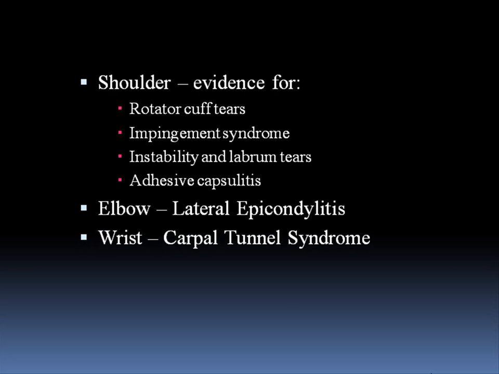The upper extremity was too broad a topic area with overlap among many conditions so that no conclusions could be drawn. For the shoulder, there was evidence for the following specific conditions: rotator cuff tears, impingement syndrome, instability and labrum tears, and adhesive capsulitis. For the elbow, only lateral epicondylitis had any quality literature available. And for the wrist, only carpal tunnel syndrome had quality evidence.